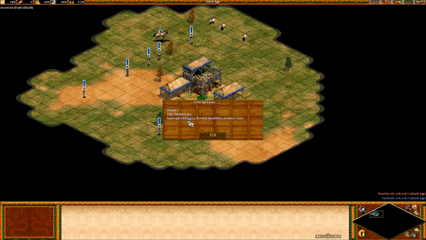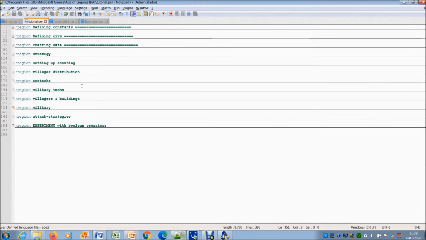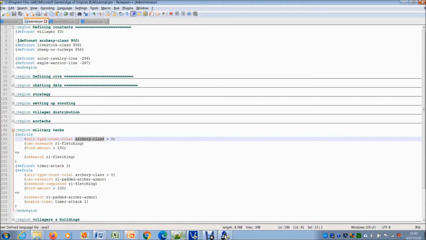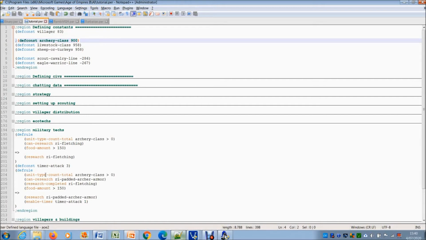Line 196, error invalid identifier archery class. So we go to our script. 196, unit type count archery class, invalid identifier. This is because we have been a bit messy with defining our constants. Remember, in a previous video I mentioned that it's best to declare all constants beforehand to avoid bugs. We haven't been doing this for archery class, fletching, for buildings and so forth. Archery class is one of those constants that need to be defined to be able to use it in this case.